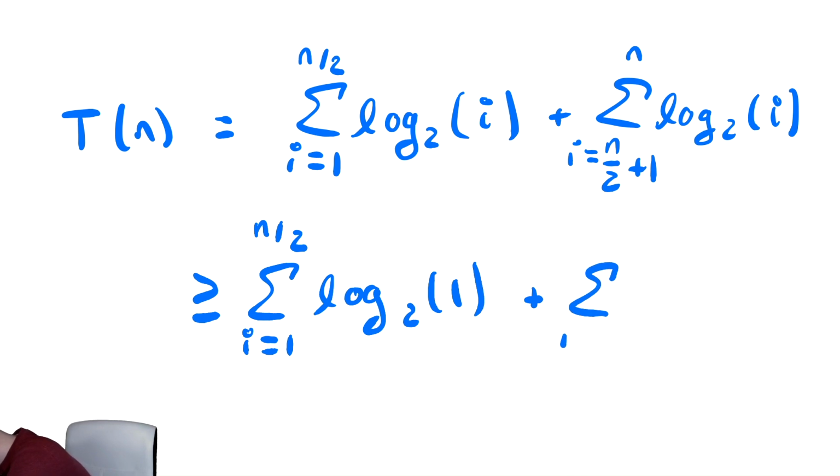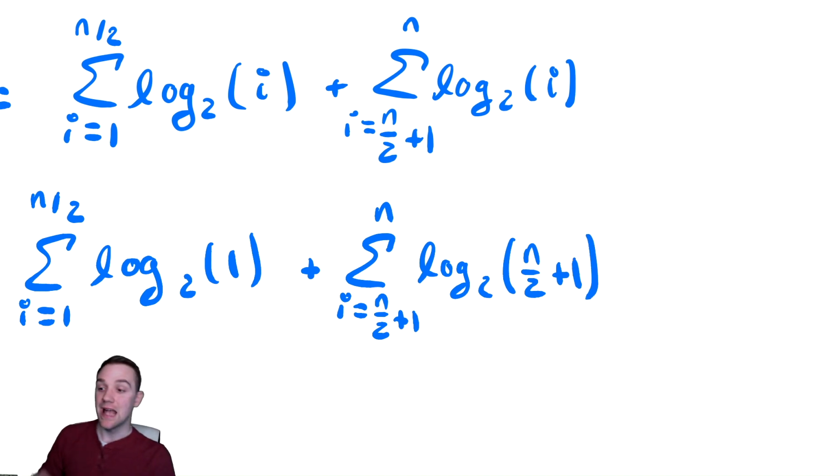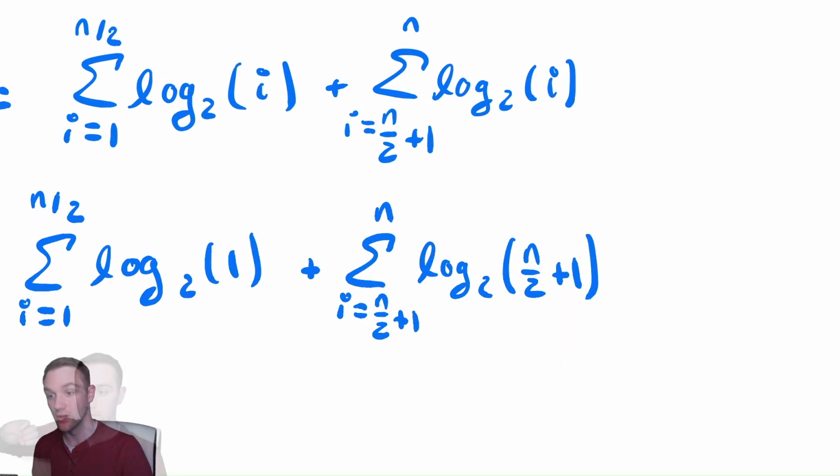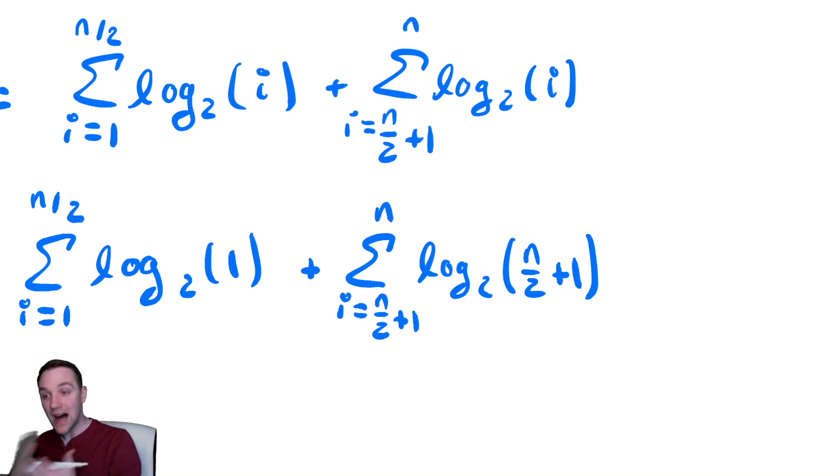Plus the sum from i equals n divided by 2 plus 1 to n of log base 2 of n over 2 plus 1. And again, the exact same reasoning holds here. The first value of that summation is log base 2 of n over 2 plus 1. The next one is 1 bigger than that, then 1 bigger than that, and so on. Each value is bigger than or equal to n over 2 plus 1. So by replacing i with n over 2 plus 1, we make it smaller.